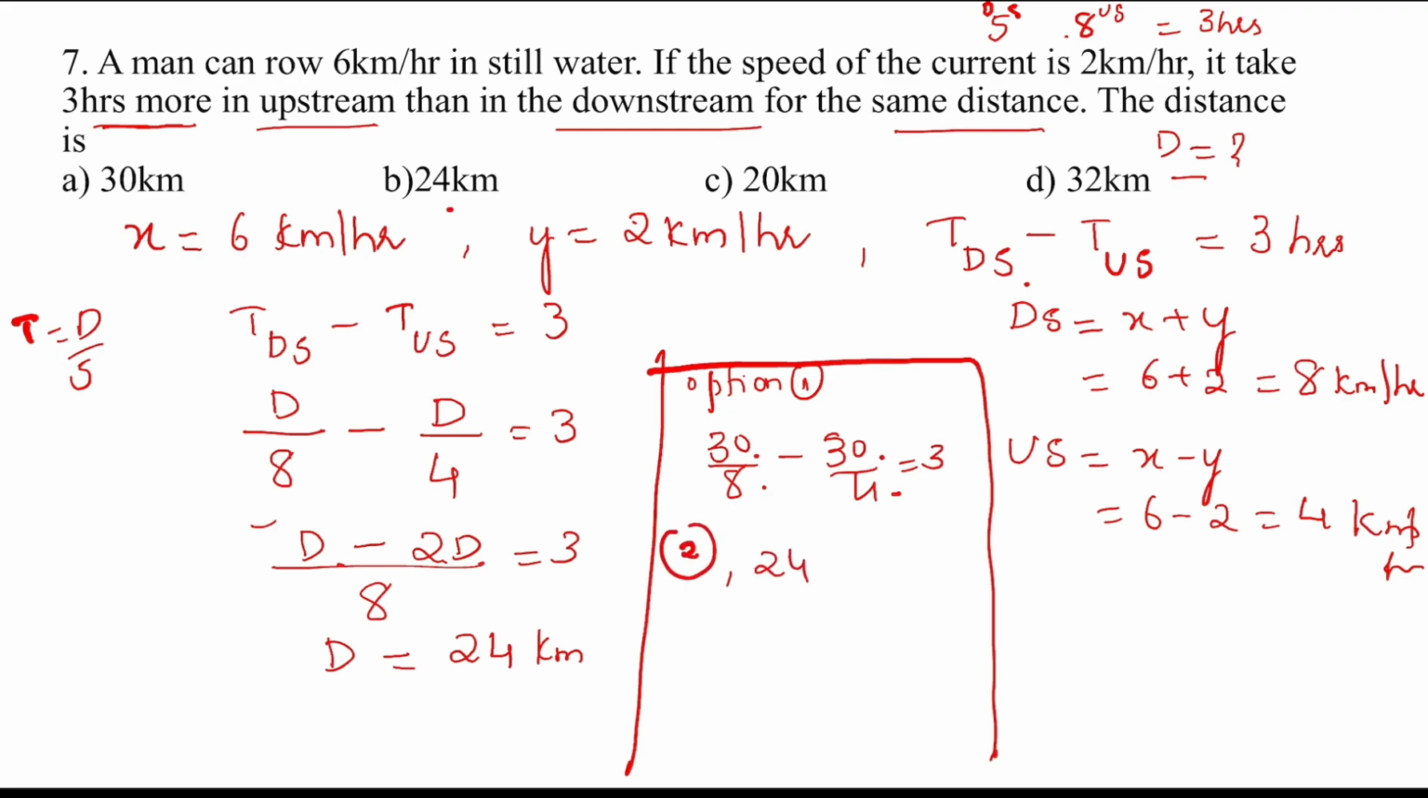So it would be 24 by 8 minus 24 by 4, which is equal to 3. So 24 by 8 is 3, minus 6, which gives the difference 3. Yes, 3 is equal to 3, isn't it? So it is correct. The second option is correct. Either solve like this or like this. Next problem.